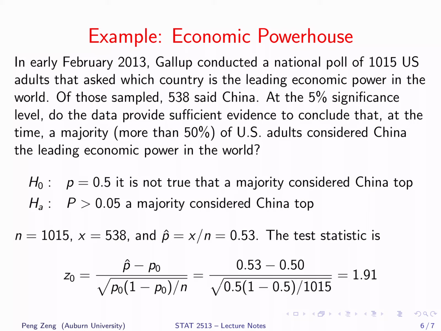We can calculate the sample proportion as p hat equals x over n equals 538 divided by 1015 equals 0.53. The test statistic is z0 equals p hat minus p0 divided by the square root of p0 times 1 minus p0 over n. Here, p0 is 0.5. Plug in the numbers and do the math. The test statistic is 1.91.